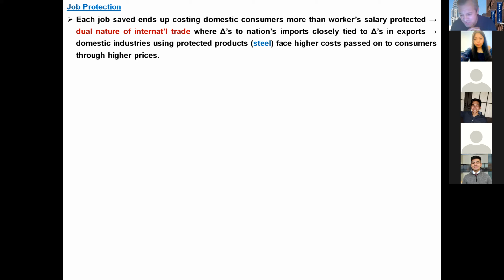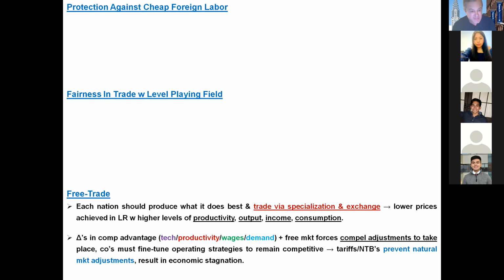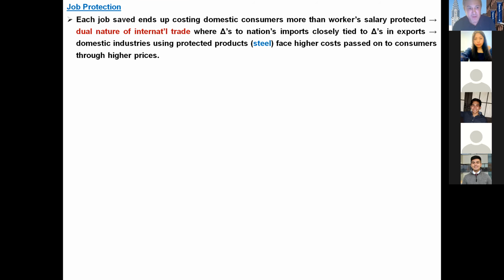So what we see is the dual nature of international trade, where changes to your nation's imports are closely related to the change in exports. As we've said many times, using the steel industry as an example, domestic industries that face higher imported steel costs are going to pass those on to their consumers. So again, there's the free trade argument, job protection, protection against cheap foreign labor. Are there any questions about these four interesting ideas?